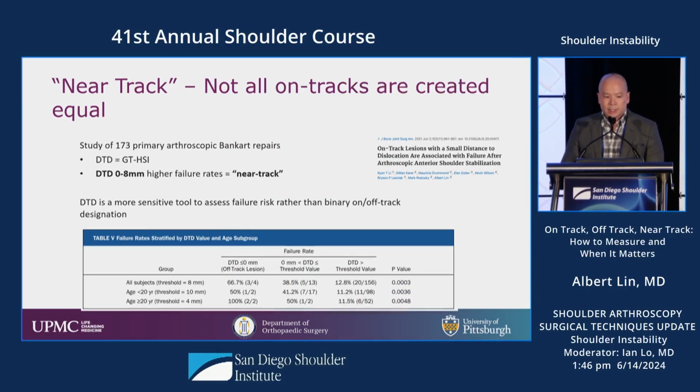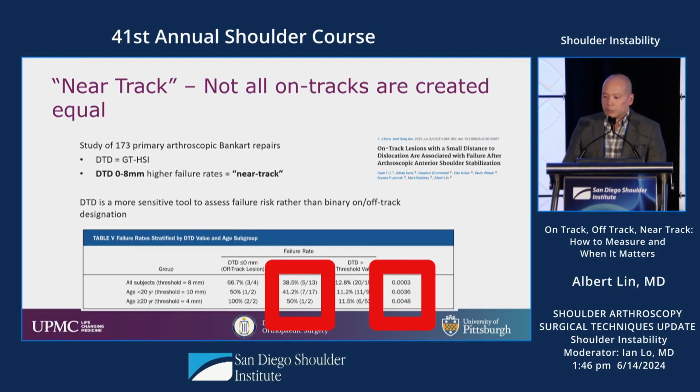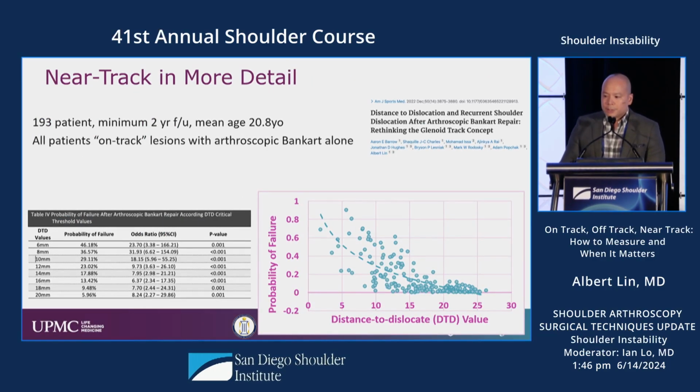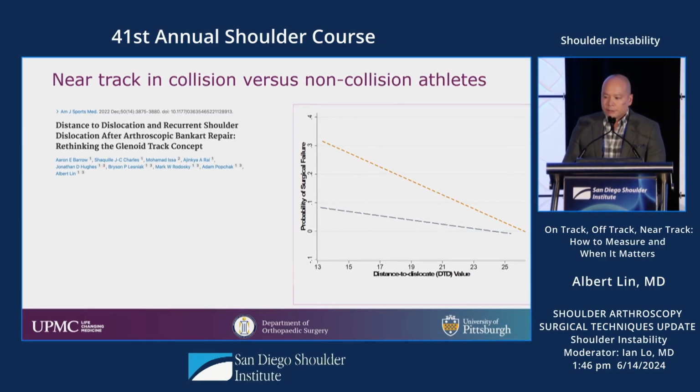In preliminary studies, it turns out there is a distance. If that distance is less than 8 millimeters, your risk of failure increases significantly. And these worrisome on-track lesions we termed near-track lesions. That threshold also decreased the younger you were, which is anticipated. And then in further studies, we found that as that distance decreased, so the closer your on-track lesion was to becoming off-track, the more likely you were going to fail an arthroscopic Bankart, and that inflection point appeared to be around 10.